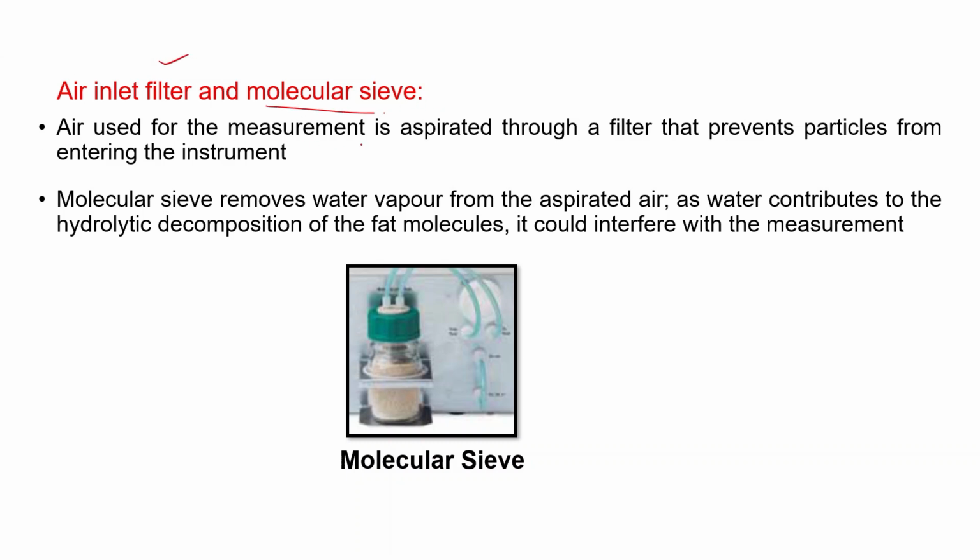Why? Because the air used for the measurement is aspirated through a filter. First it passes through the filter, and that prevents particles from entering the instrument, so any impurities should not enter the vessel. For ensuring the same, we have the filter, and molecular sieves are also available that remove water vapor from the aspirated air, as water contributes to the hydrolytic decomposition of the fat. So if water reaches the sample, then hydrolytic rancidity may happen. To prevent that, we make use of the molecular sieve, which removes the water vapor from the aspirated air so that it cannot interfere with the measurement.